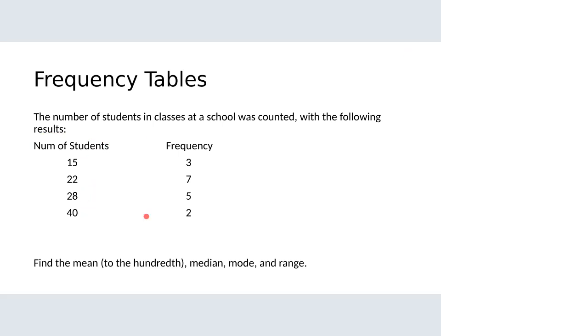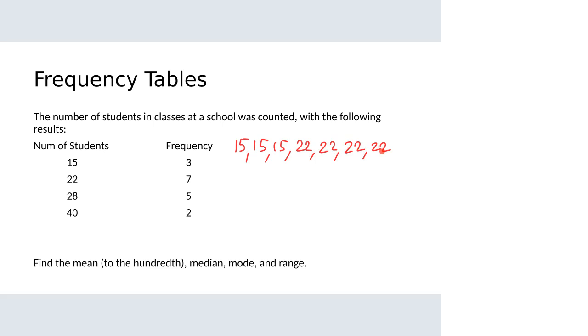And then this frequency column, and this is sort of what makes this a frequency table. The frequency column tells us how many times that data point occurs in our data set. So what that means is there are 3 15s, there are 7 22s, there are 5 28s, and there are 2 40s. If we were going to write down the entire data set, it would be, well, there's 15, another 15, another 15, 1, 2, 3, 4. I've got to write 7 22s.